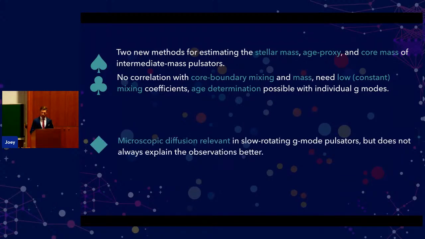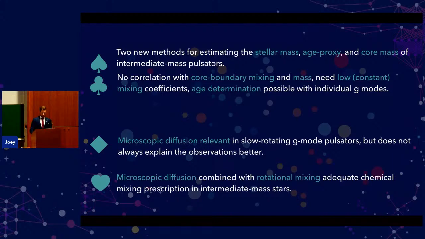Microscopic diffusion is relevant in slowly rotating g-mode pulsators, but it does not always explain the observations better. And lastly, microscopic diffusion combined with rotational mixing is a very promising description for the mixing that's going on inside of intermediate mass stars. Thank you.